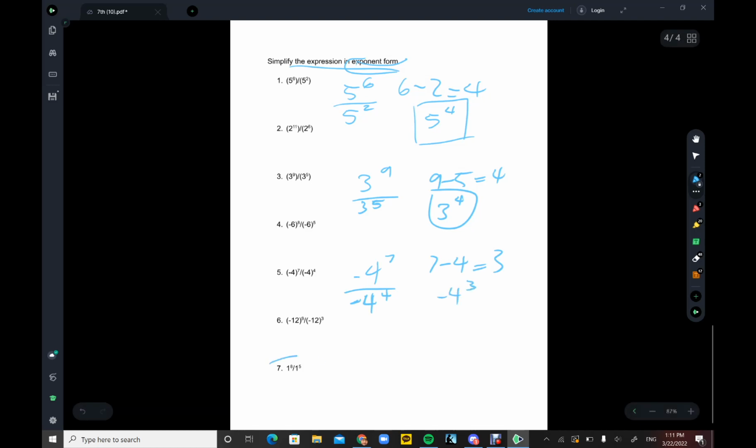And the last one, number 7, 1 to the 8th power over 1 to the 5th power equals 8 minus 5, which you get 3, 1 to the 3rd power. Now, in this case, 1 to the 3rd power is 1, right? Because you're doing 1 times 1 times 1. So the correct answer could be 1, or it could be 1 to the 3rd power. So both of these answers are correct.